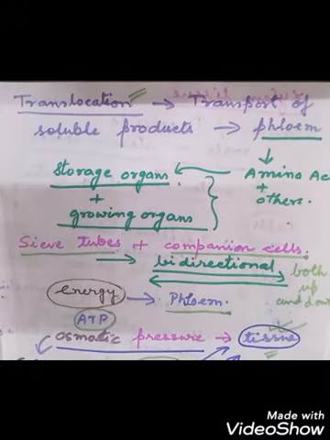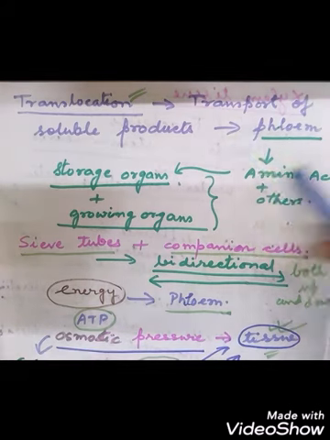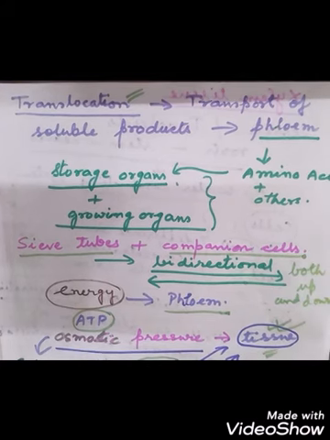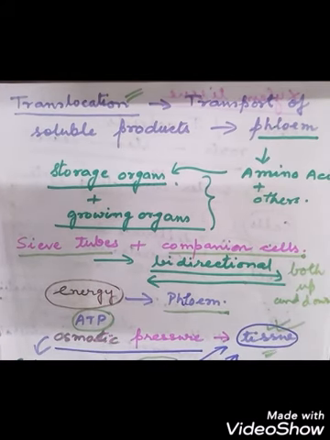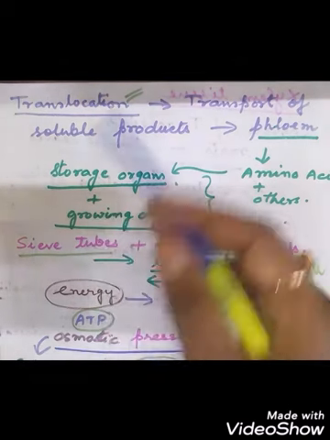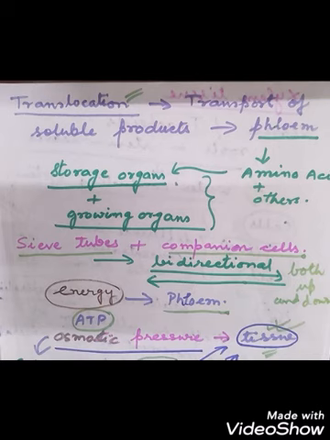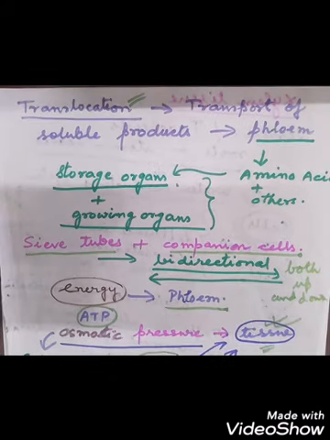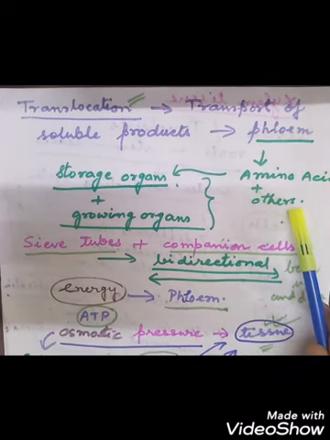So the tissue that will help in the translocation process is the phloem. Phloem will carry the prepared food in the soluble form from one cell to the other throughout the plant body in both directions. So this process is called translocation. Along with the product of photosynthesis, the phloem will also carry amino acids and other substances.